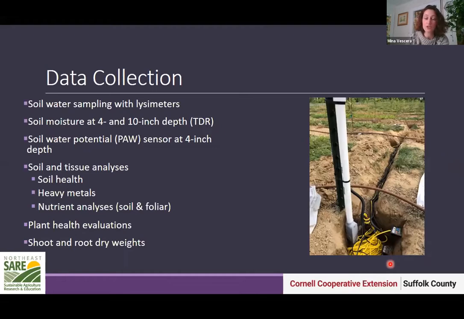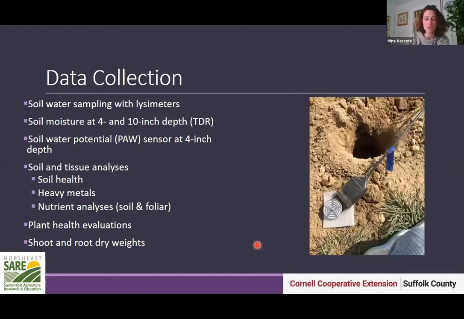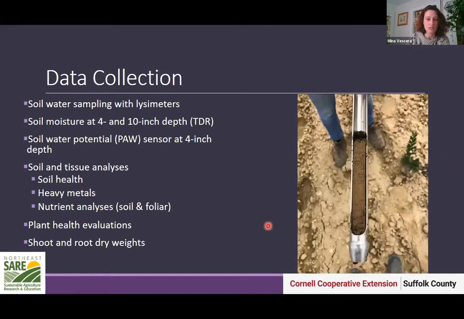So there's the soil sensors, and we put them in at, again, the 4 and 10 inch depth, and those have been a bit finicky. So that's why I'm glad we also installed the soil water potential sensors. So here's the soil water potential sensor, and we just stuck that in at the 4-inch depth, and we coated it with mud in order to get good contact with the soil before it was buried down in there.